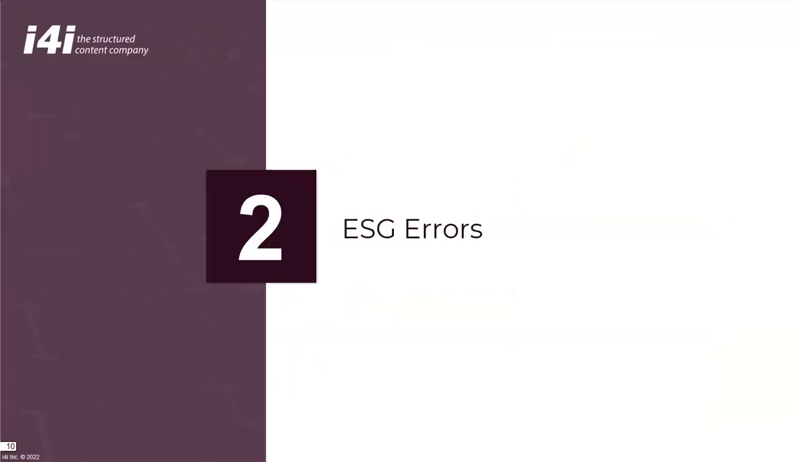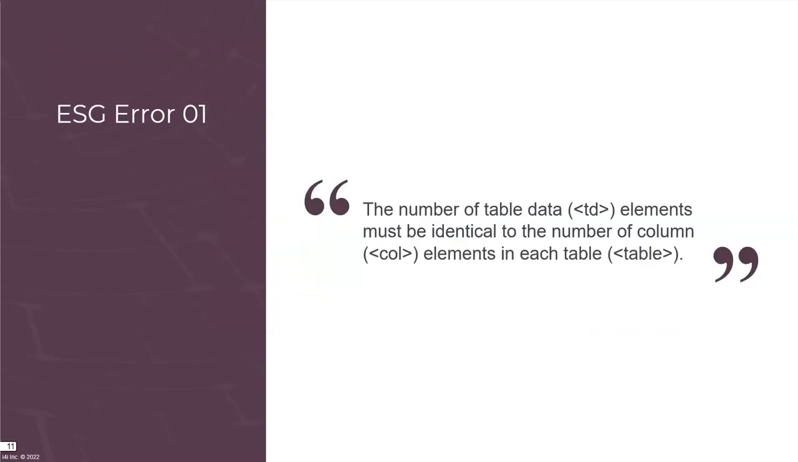Now let's take a look at 12 of the most common ESG errors that our clients receive for their submission and how to resolve these errors in order for your SPL documents to be successfully accepted by the FDA. The first error we'll look at is that the number of table data elements must be identical to the number of column elements in each table. This error includes script tags that may seem a bit cryptic, especially if you haven't had to look at any raw XML code.